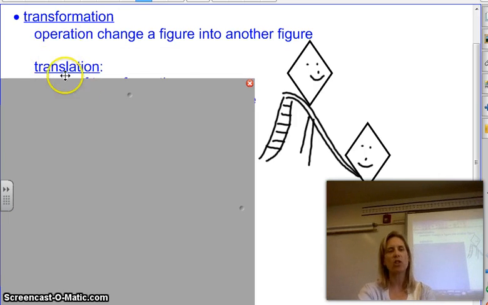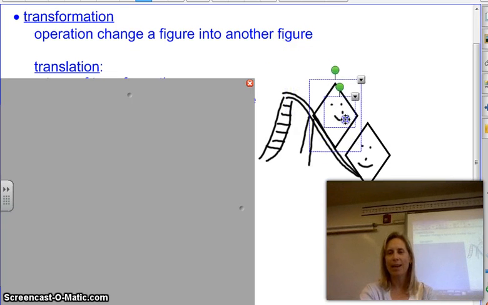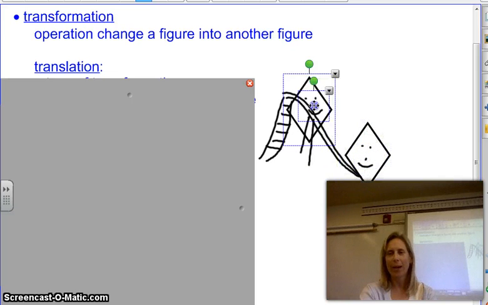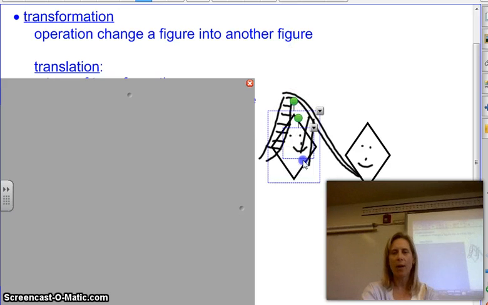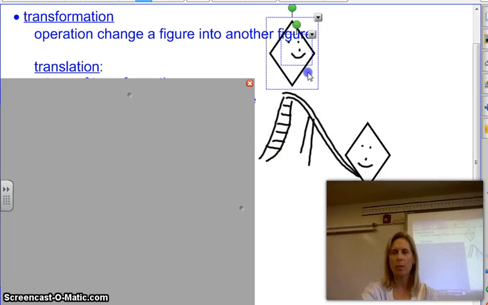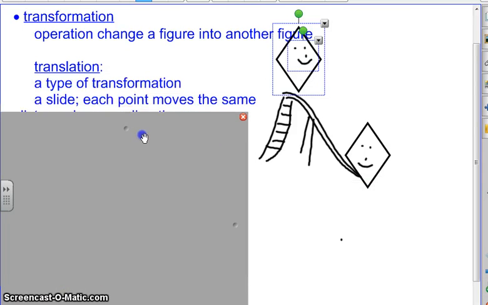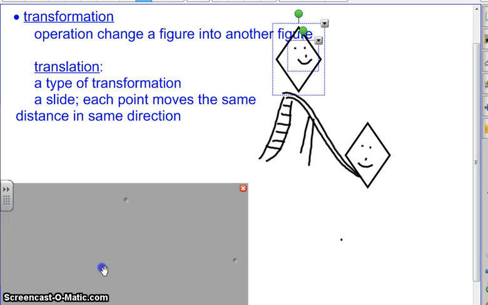Translation. Notice in the word translation, you have SL, like a slide. You can see it. So here I'm going to translate the figure down the slide, and the poor figure has no face. I left the face up there. I think if I grab the whole thing, I can slide it down. There we go. Okay. So it's simply not rotating, it's not reflecting, it's just moving. Maybe we could say down and over, right? That's what we're going to see mathematically speaking. So a type of transformation known as a slide. Each point moves the same distance in the same direction.